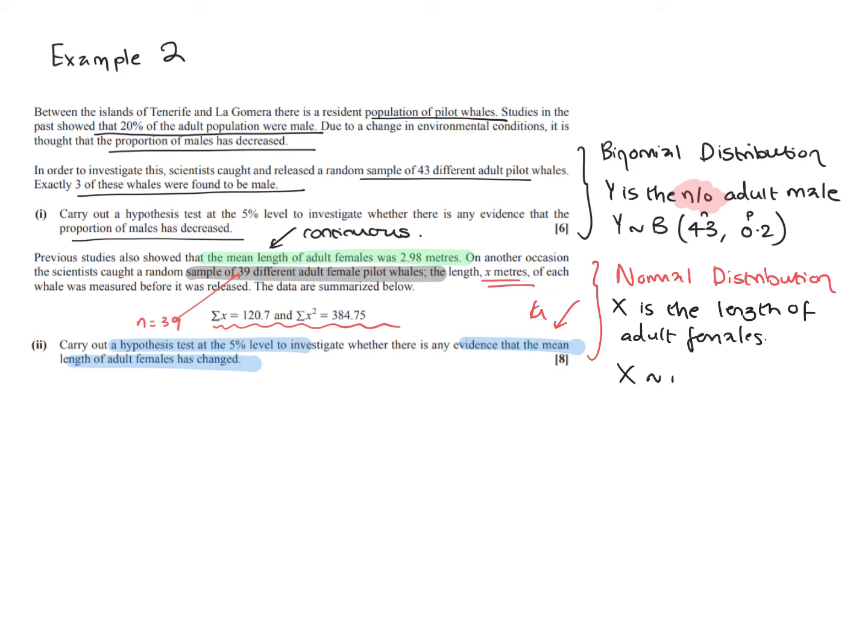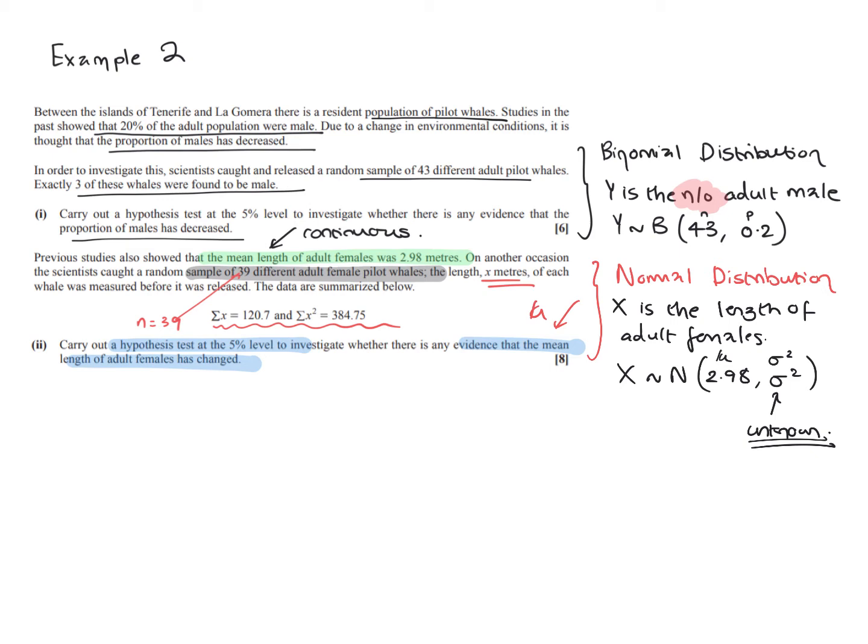This time x is the length of adult females, and x is thought to have a normal distribution where mu is thought to be 2.98, and sigma squared is unknown. That's really important. So the data has been summarised below. Let's see what we can calculate with this data.